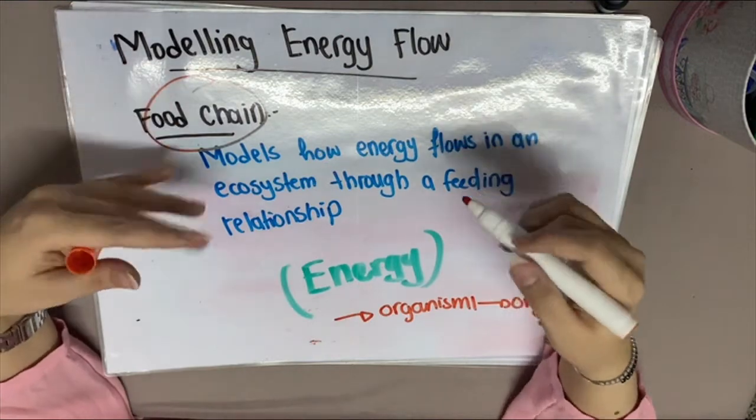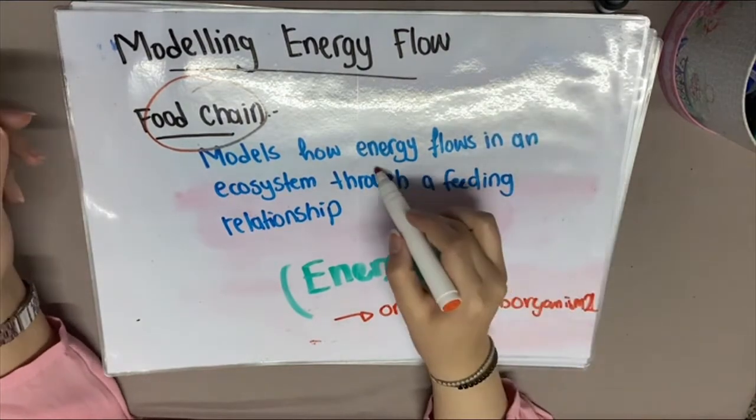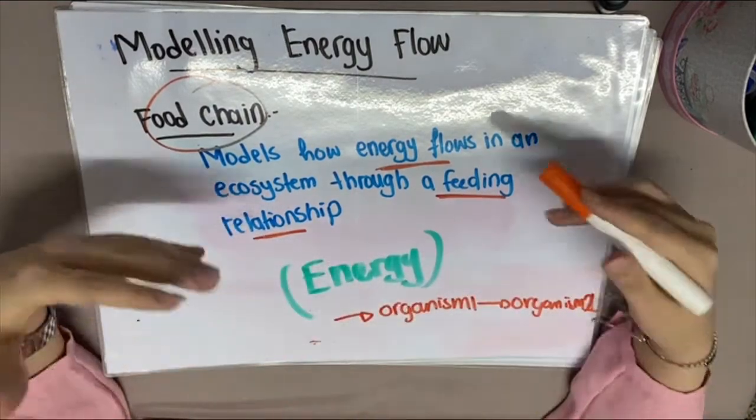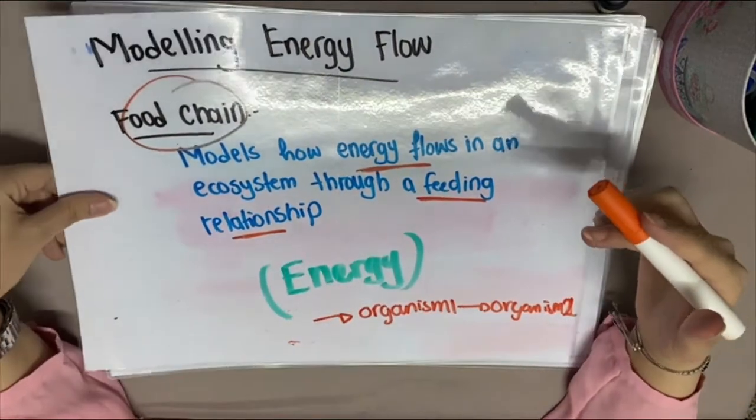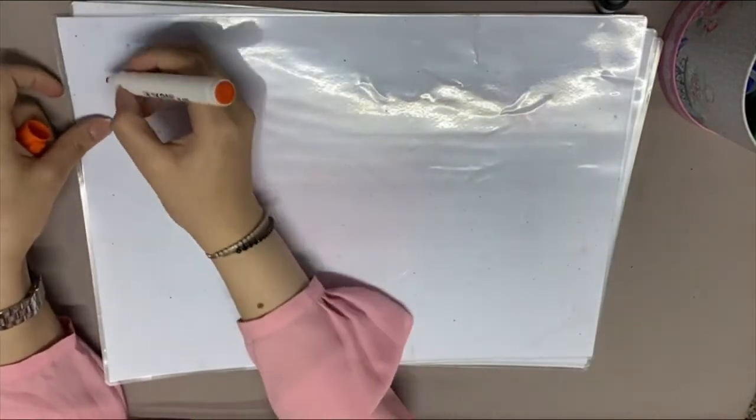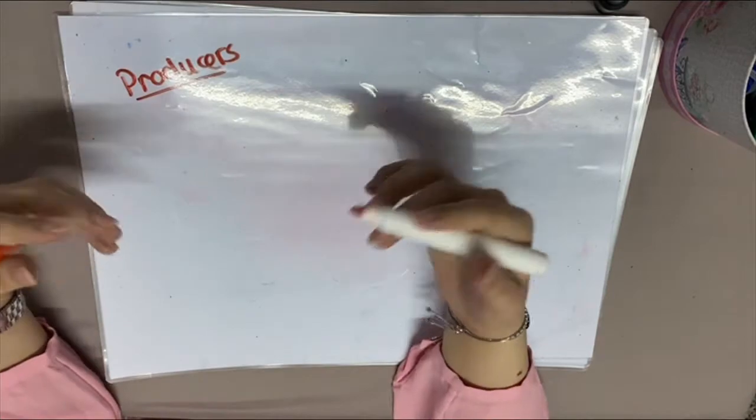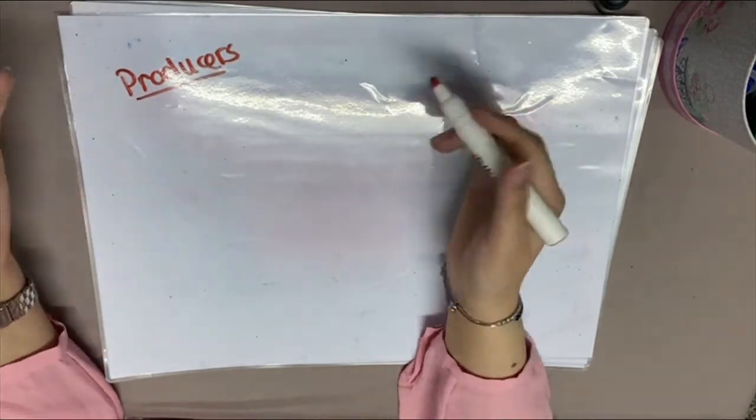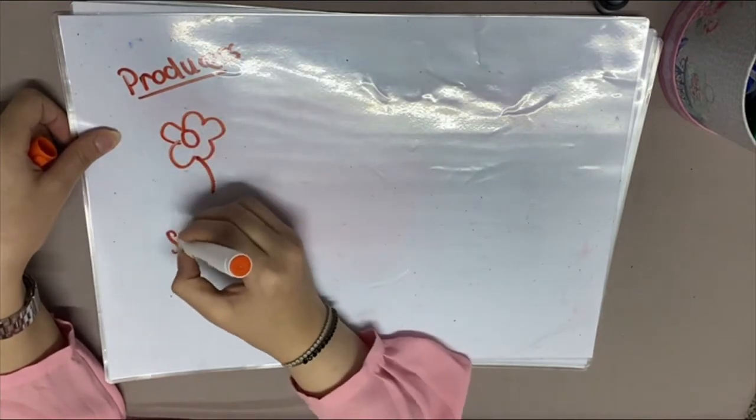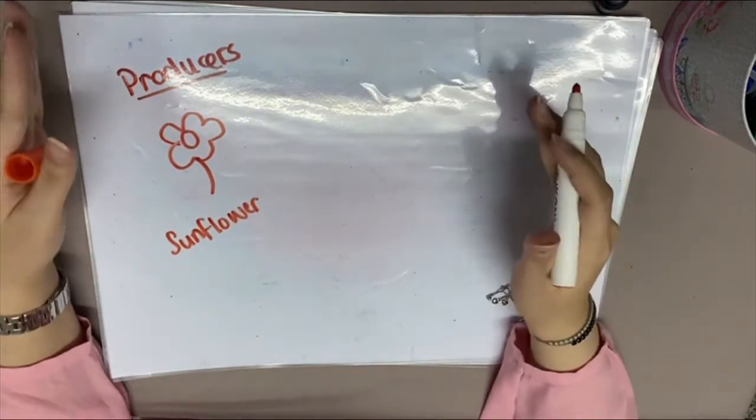Let's start with describing what a food chain is to be able to continue. A food chain models how energy flows in an ecosystem through a feeding relationship. So they eat each other, eat each other, eat each other. Let's try designing a food chain. Every food chain should begin with a producer. What do you think we should add here? We can add any kind of flower, any kind of tree, plant, grass. Let's go with sunflower. Sunflower is our producer because we said all food chains should start with a producer.